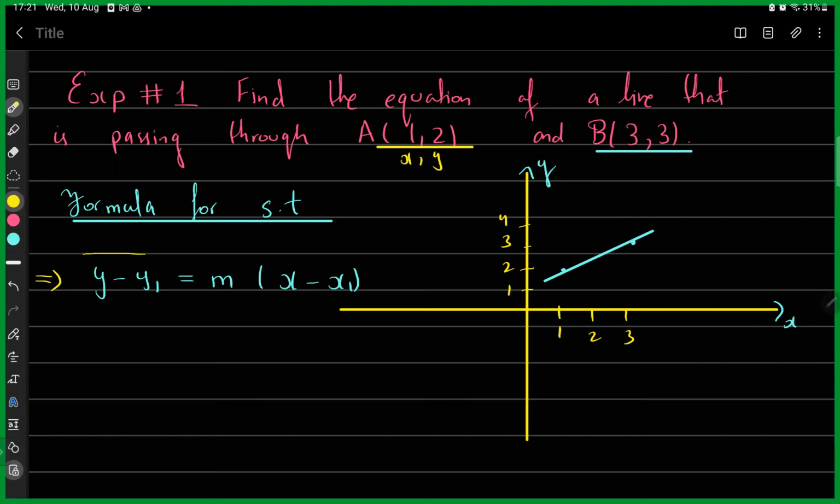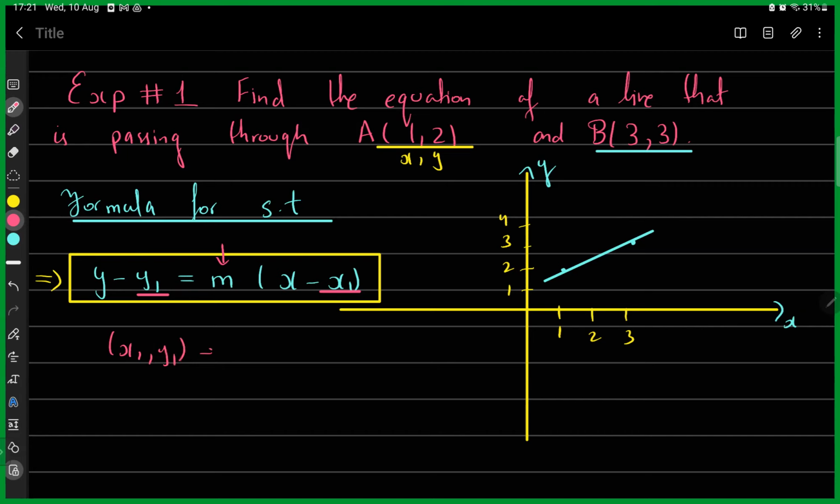I am highlighting, or basically making a rectangle around, is your formula for a straight line. Okay, so you need y1, you need x1, and you need this m. So x1 and y1 is basically a point on the line. So this is the line. We have this point, we have this point. You can use any of the 2 points and that is fine.